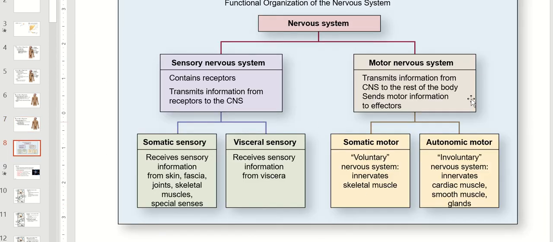So for those of you who prefer a table, here's a chart of the nervous system divided into sensory and motor, and then each of those divided into two divisions: somatic sensory, visceral sensory, and then the motor system divided into somatic motor division and autonomic motor division. And remember that all of the sensory information is afferent. It's going to the central nervous system. All of the motor nervous system is efferent. It's coming from the nervous system.